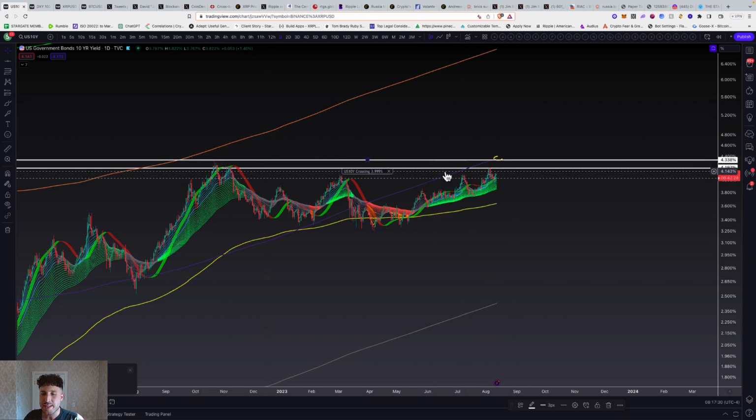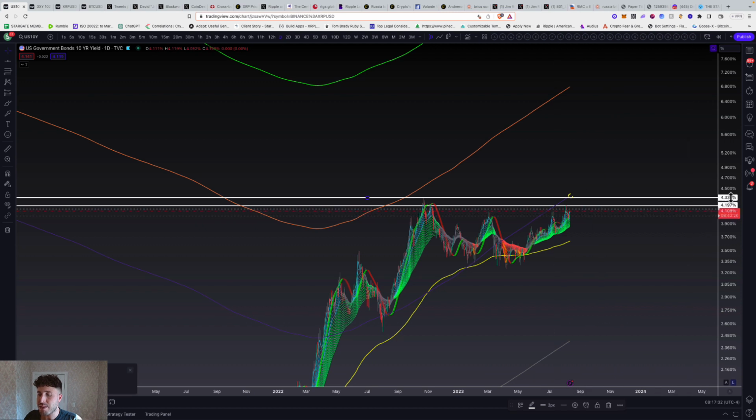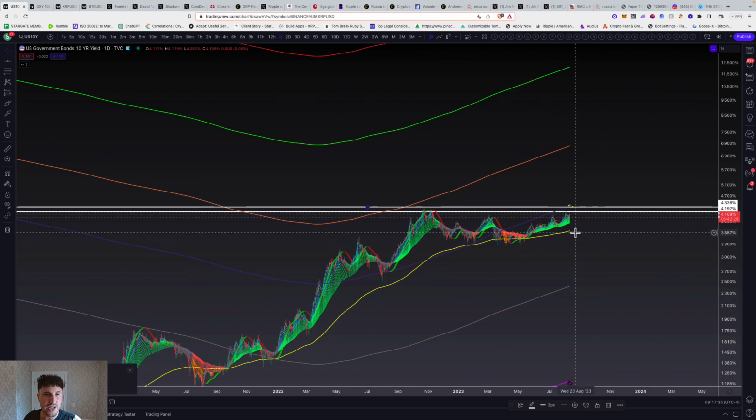So if that be the case, and then really ultimately, if we come down, we flip this super guppy back to red and we break the 200-day moving average, then I think we're going to come down to this gray line right here, which is around 2.5%, coinciding with this low down here. So that's for the bond yields, the dollar.